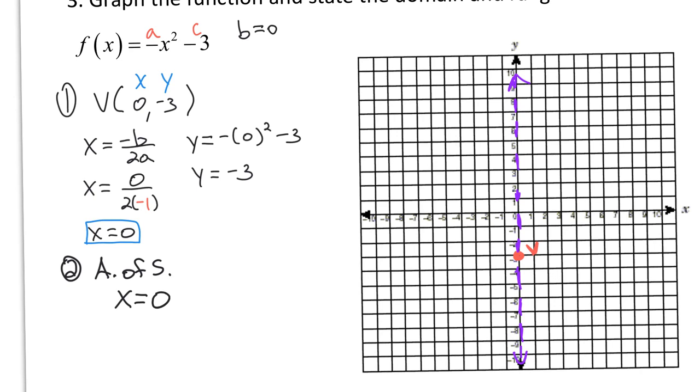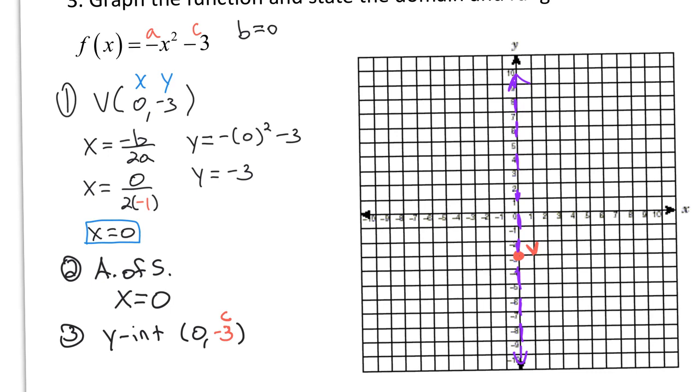So we put 0. Step number 3, I'm going to find my y-intercept, and my y-intercept, remember that we start with the 0, that's your x value, 0, and then your c value in that function up here, c is going to be your y-intercept. So negative 3. I'm going to plot that point so I don't forget the y-intercept. And 0, negative 3, well, guess what, guys? It's the same thing as the vertex.